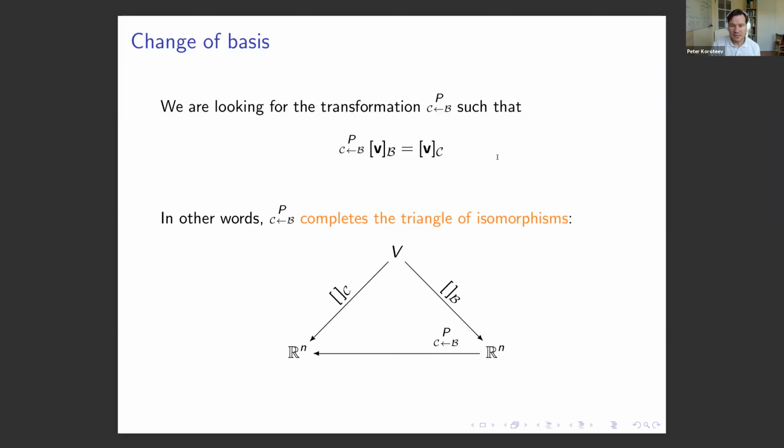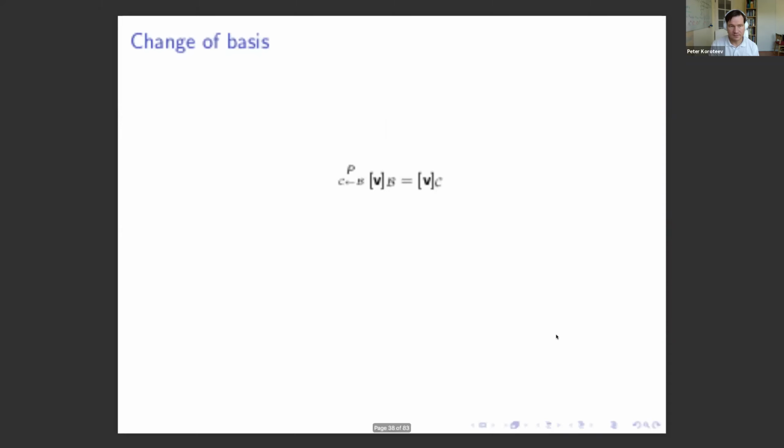So it completes this triangle of isomorphisms. Every arrow in this diagram is an isomorphism. There is a choice of coordinates map from V to R^n, and another choice of coordinates map from V to R^n with these two bases. These are the different choices of bases in V, and the map P_{B to C} completes the triangle. So that's what we want to find.